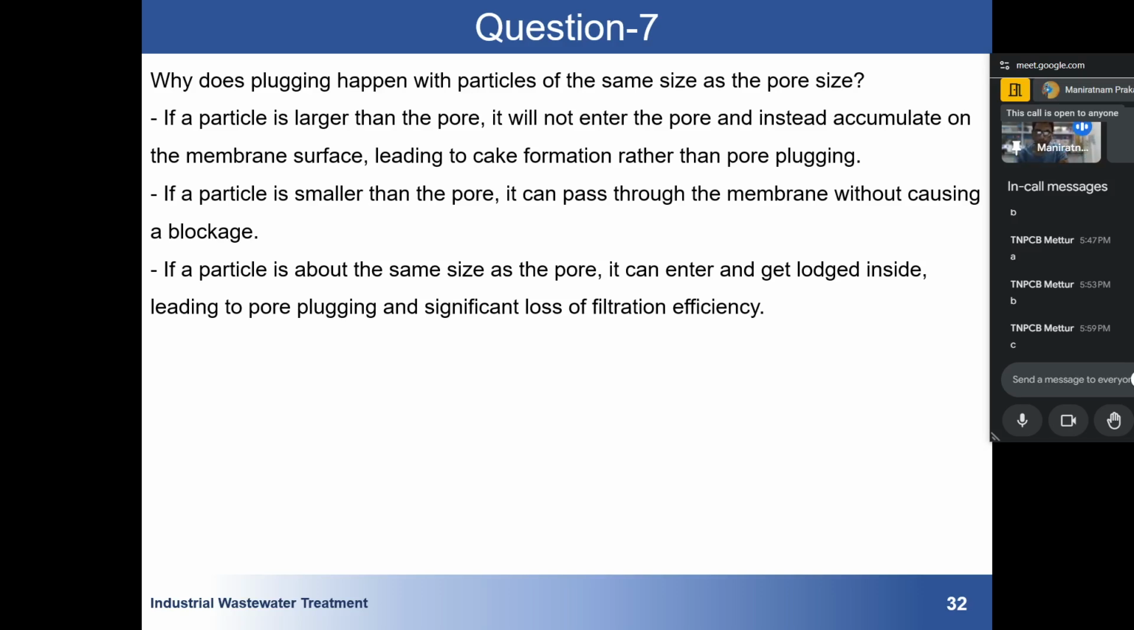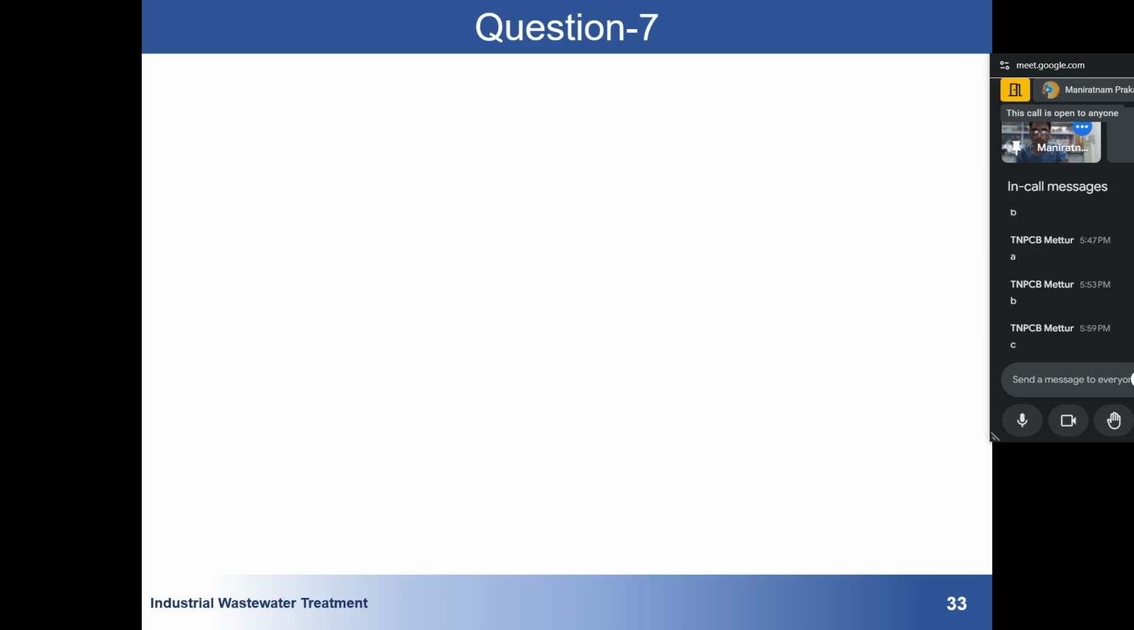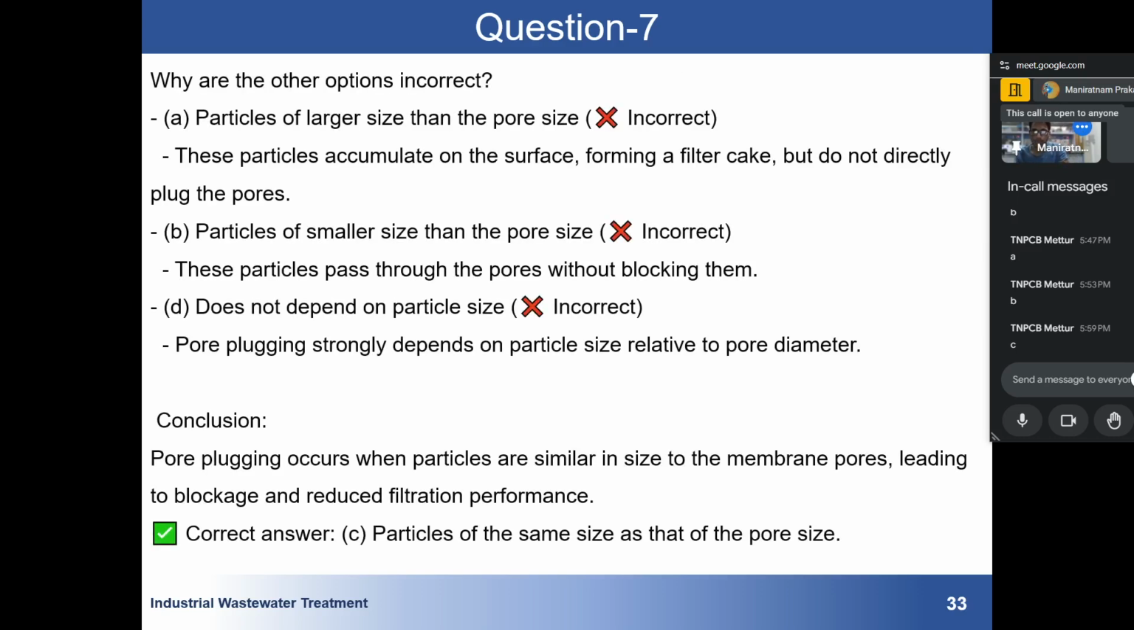If the particle is smaller, then obviously it will pass through. Then efficiency will be good. If the particle is of the same size, it can enter and get locked inside, leading to pore plugging and significant loss of filtration efficiency. Okay, so this was the correct answer. That is C, particle of the same size as that of the pore size.